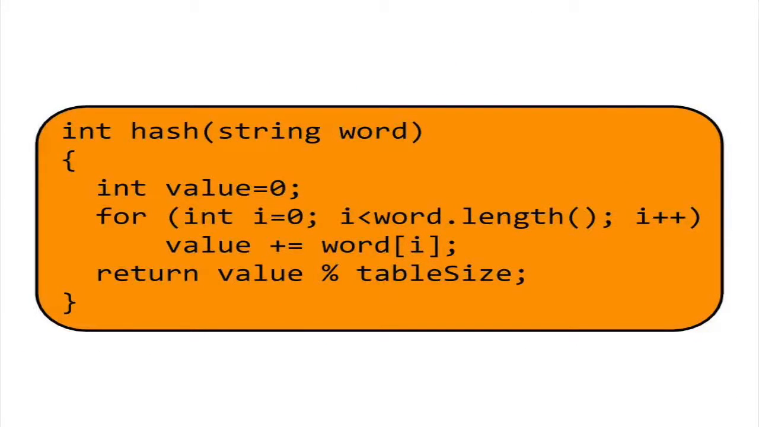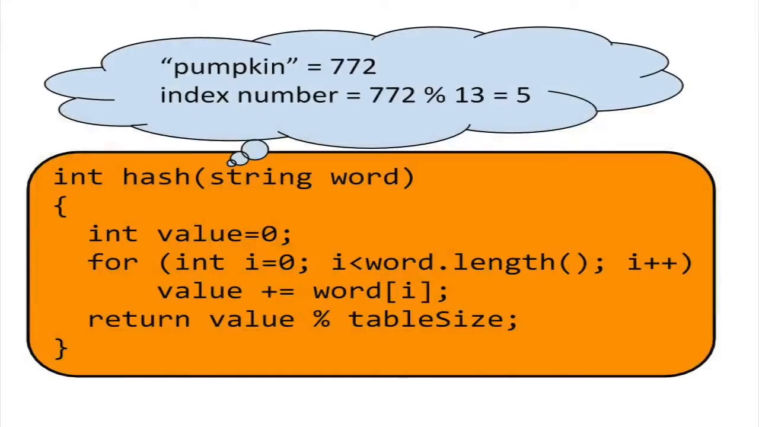Here's an example. Suppose the hash function takes a string as its parameter, and then it adds up the ASCII values of all the characters in the string. Then it mods the sum of these ASCII values by the table length. If the key is a word like pumpkin, and the table is the length of 13, then the resulting index number would be 5.